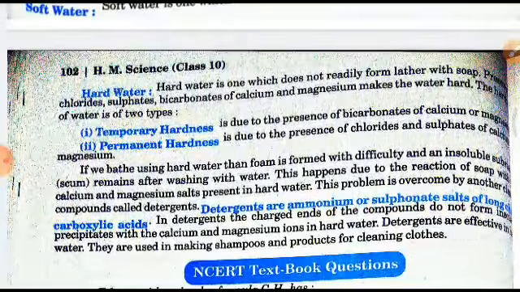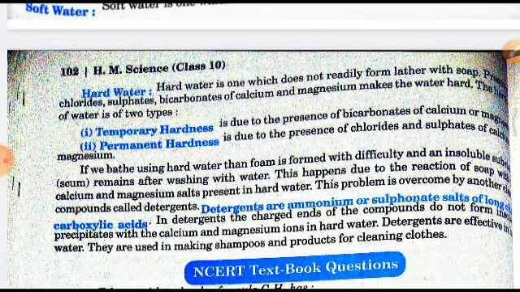The hardness is of two types: temporary, due to presence of bicarbonates of calcium, and permanent, due to presence of chlorides and sulfates, right? And they can be removed by the addition of zeolite, which is the zeolite process that you will be studying in the next classes. So with that, we come to the end of this chapter.